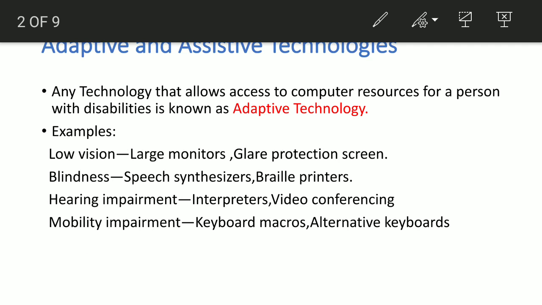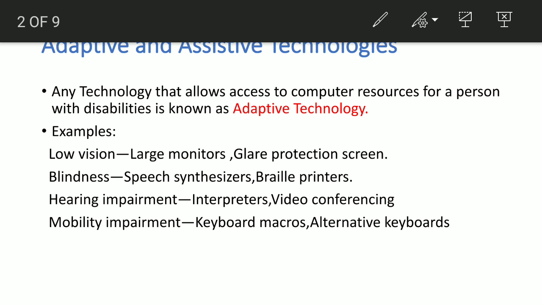So what is adaptive technology? If a person has a hearing impairment, or who is blind, and they need to use computers, then we have to provide some techniques for them, isn't it? So the technologies which allow these people with disabilities to access computer resources are known as adaptive technology.